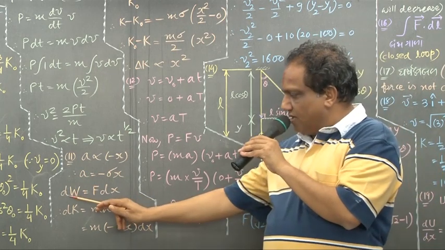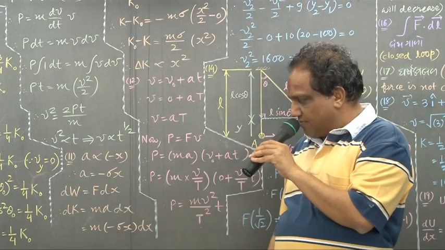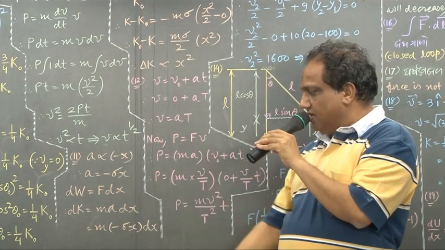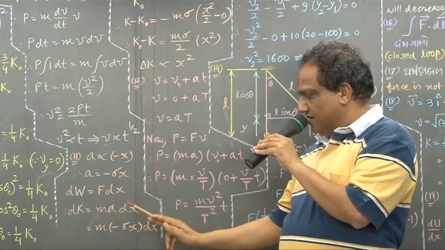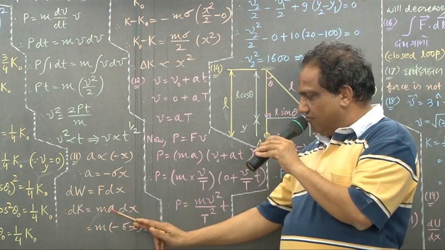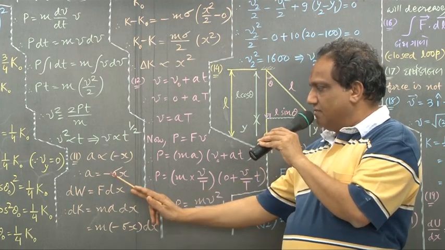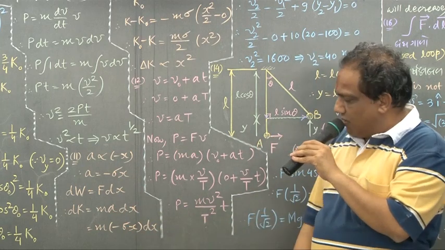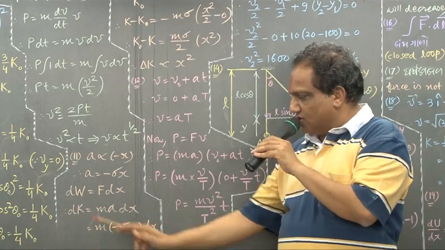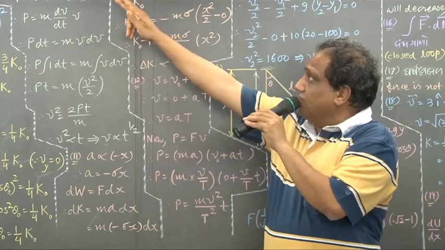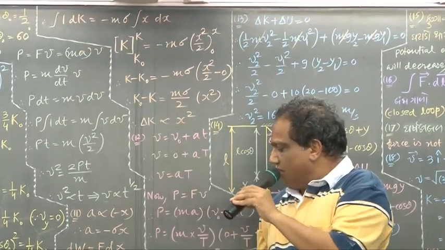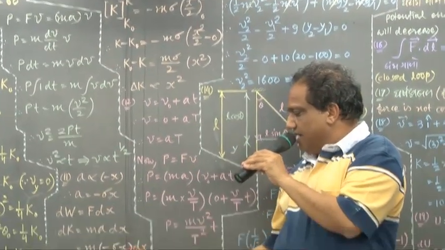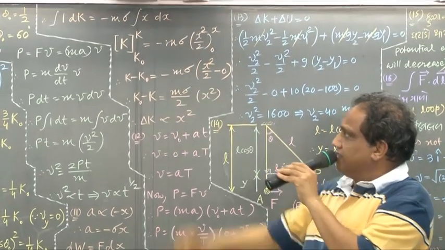Now don't you know, work done is nothing but force into displacement. Work done is also equal to change in kinetic energy according to work energy theorem. F equals ma, dx as it is. Now m as it is, what about the value of a? Value of a is at present minus sigma x. Now take integration on both the sides. So integration 1 dK equals minus m into sigma, this part is constant, integration x dx.